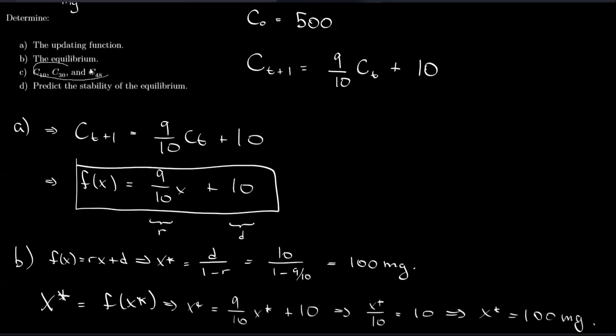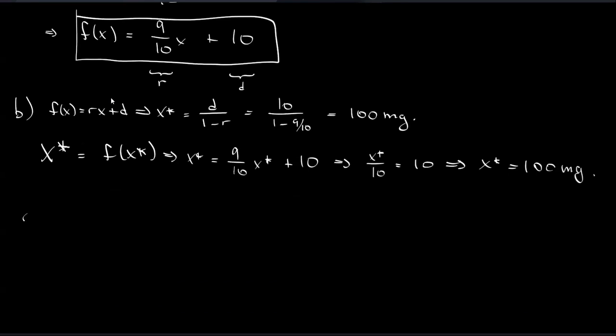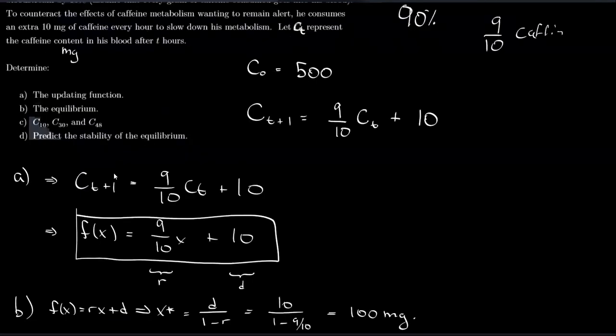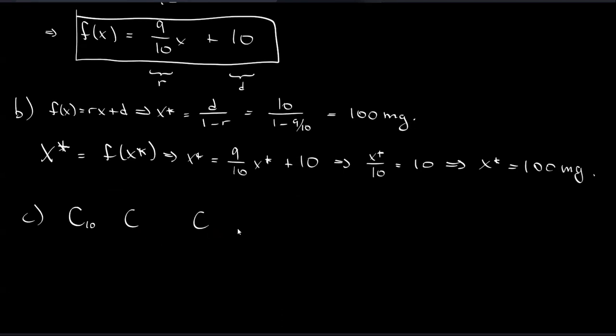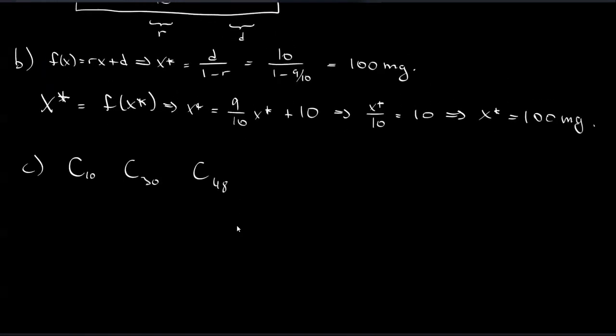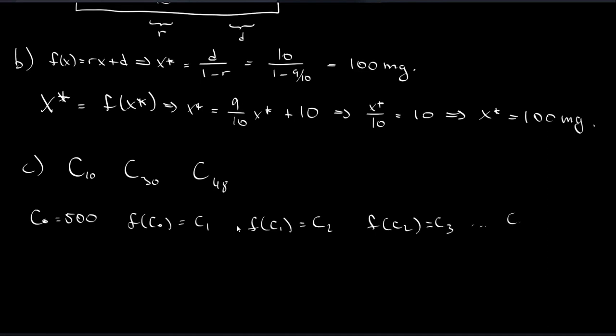Now, next we want to calculate C10, C30, and C48. So we want to calculate C at 10 hours in, 30 hours in, and 48 hours in. How do we do that? Well, you know that C naught is 500, and you could do f of C naught to get C1, then f of C1 to get C2, and then f of C2 to get C3, and you could do that all the way to 48.